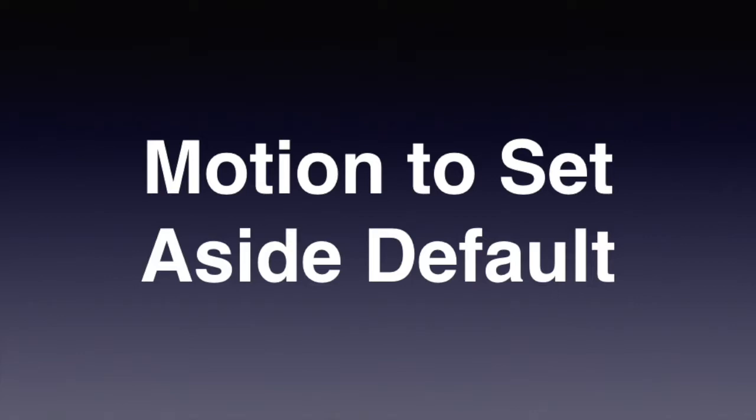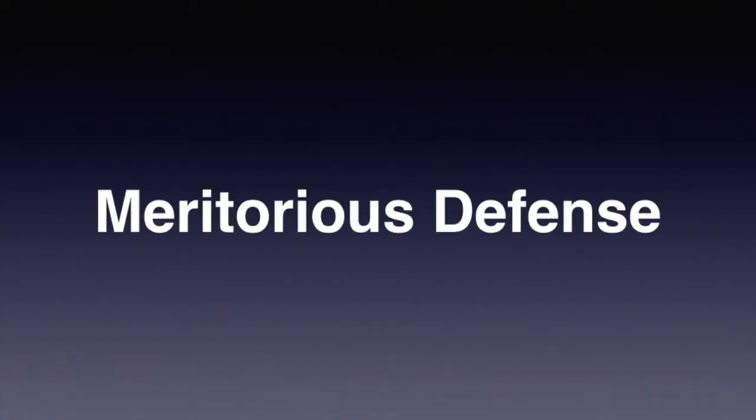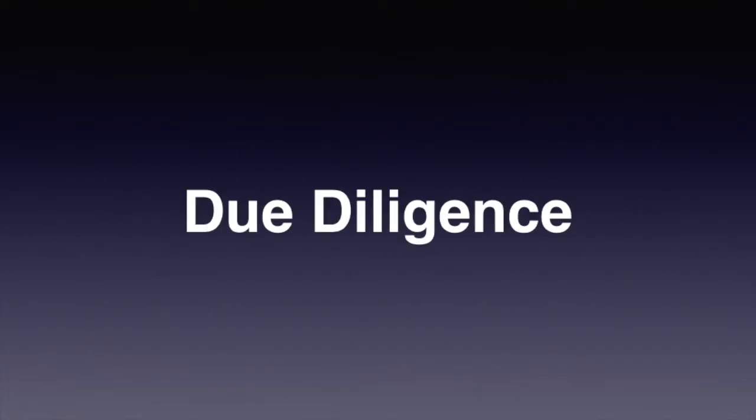The motion to set aside default is a court document that is filed asking the court to remove the default against the defendant. Pursuant to Florida Rule of Civil Procedure 1.540(b), in setting aside a default, the trial court must determine: 1. Whether the defendant has demonstrated excusable neglect in failing to respond. 2. Whether the defendant has demonstrated a meritorious defense. And 3. Whether the defendant, subsequent to learning of the default, has demonstrated due diligence in seeking relief.